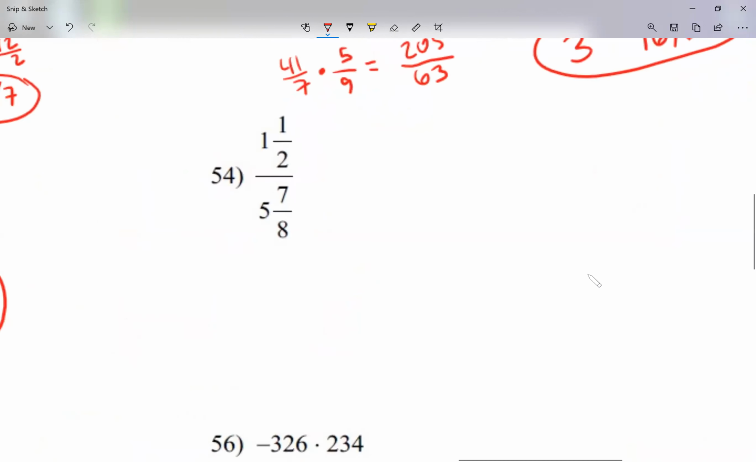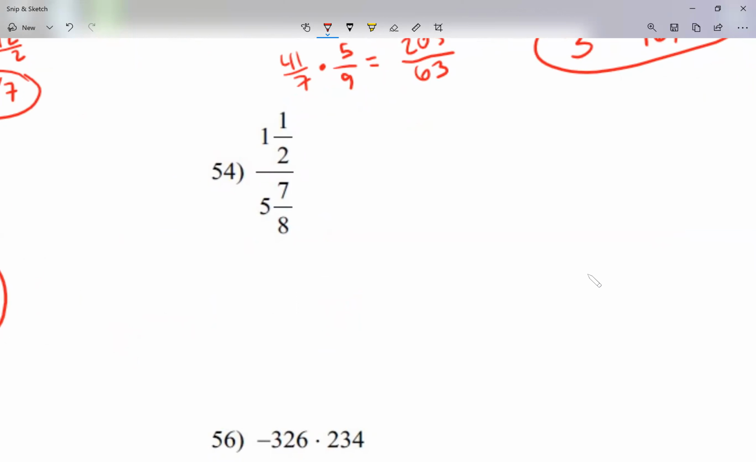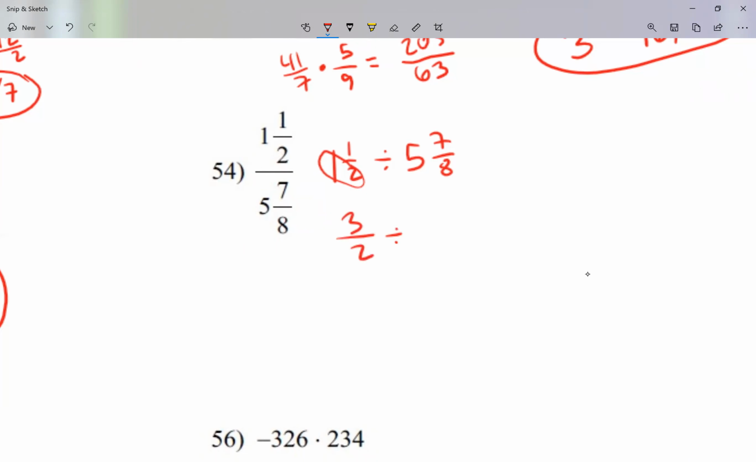Now, let's take a look at question 54. A fraction of two fractions is the same thing as 1 and 1/2 divided by 5 and 7/8. The same thing. Okay, so I have to fix each of my fractions. Here for the first one, remember I have to multiply these two, add it to the top. 1 times 2 is 2 plus the 1 on the top. So I have 3 over 2 divided by, let's see, my second fraction, I have an 8 at the bottom. But for the top, I'm going to go 5 times 8 plus 7. So 47 over 8.